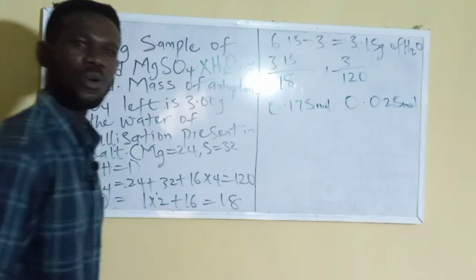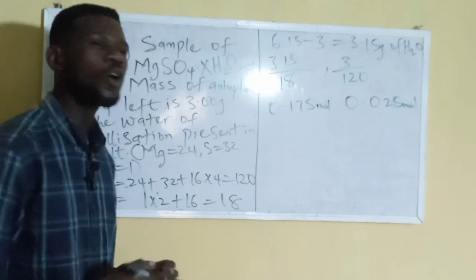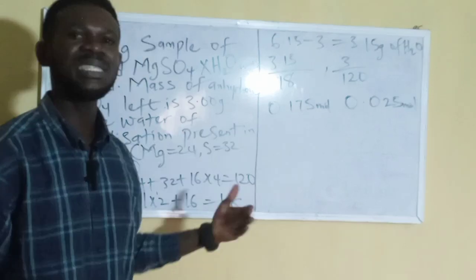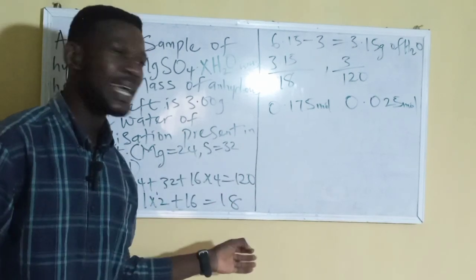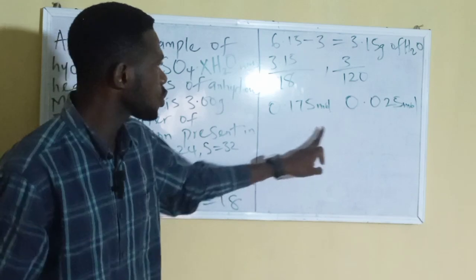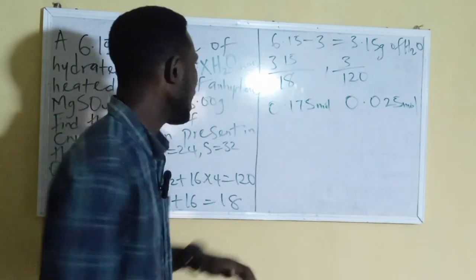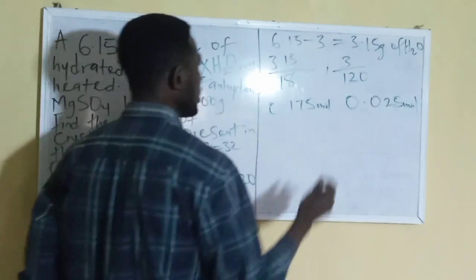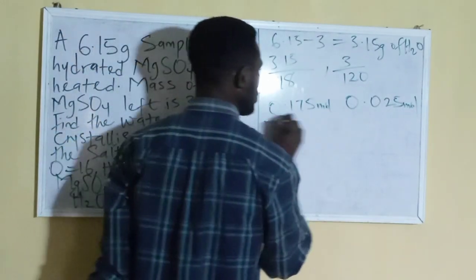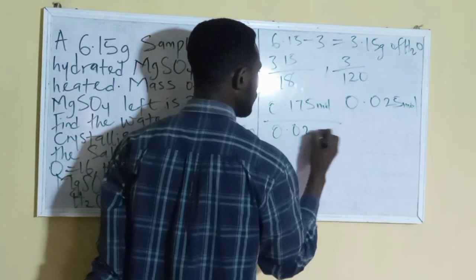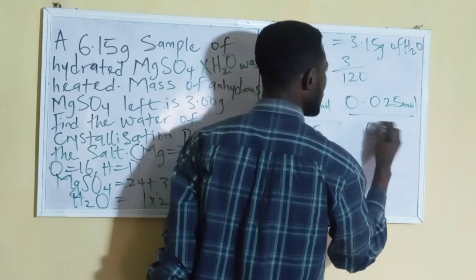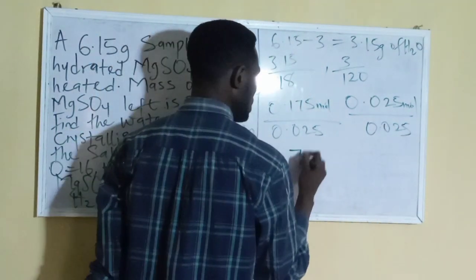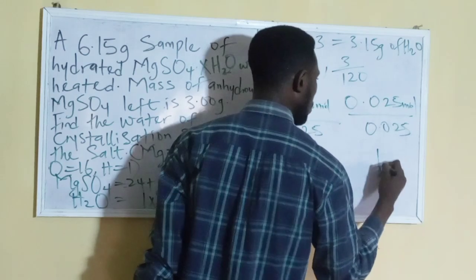Now you've done this, what's the next thing? You now have what we call the mole ratio. How do we get the mole ratio? You divide by the smallest of both of them, and the smallest of these two is 0.025. So you divide this by 0.025, and you divide this by 0.025, and this gives you 7, while this gives you 1.